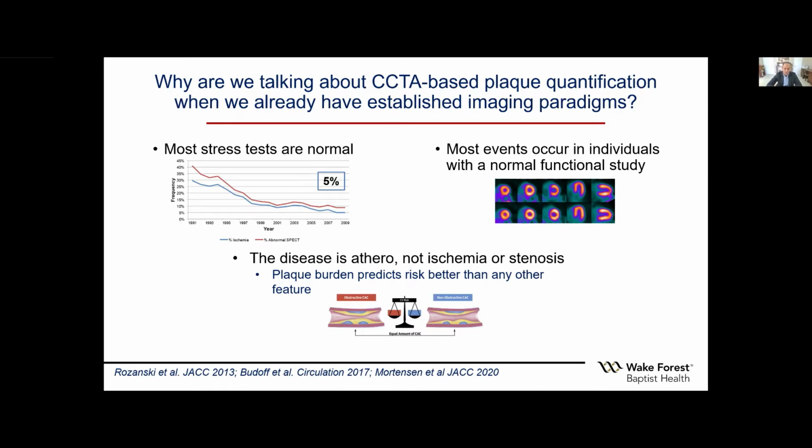As a consequence, most cardiovascular events, most MIs, occur in individuals with a normal functional study. One is because, obviously, most functional studies are normal. And 2, we've known for a very long time that patients with non-obstructive coronary disease go on to have cardiovascular events. They go on to have MIs. And in fact, that is the majority of events. This is because the disease that we're interested in isn't really ischemia or stenosis. The disease is atherosclerosis. And we know that plaque burden predicts risk better than any other feature.